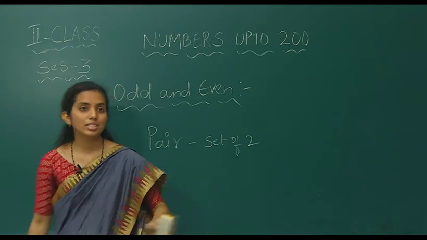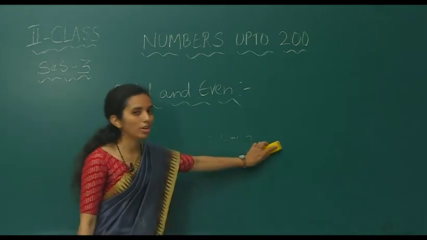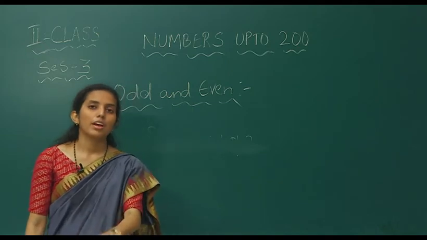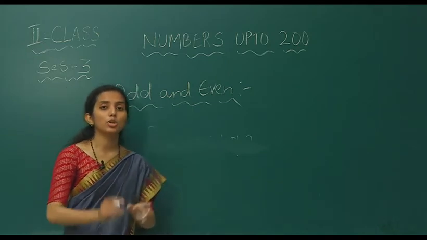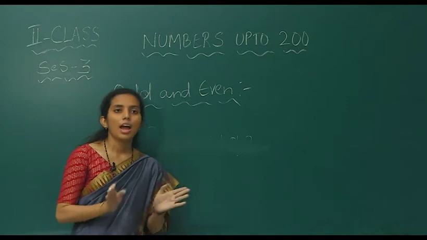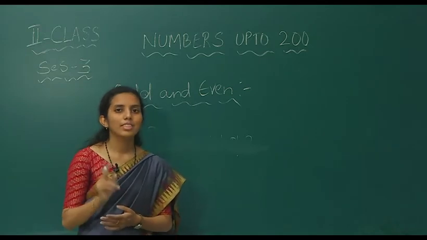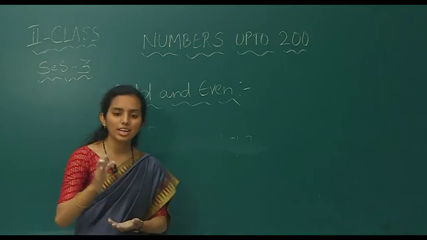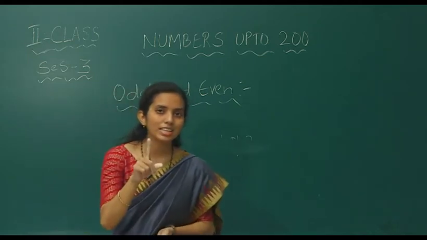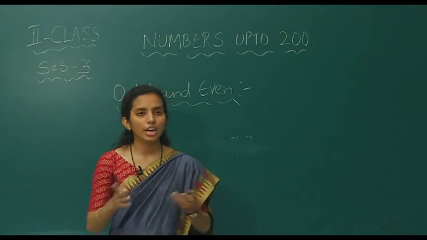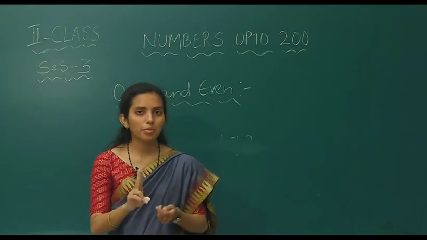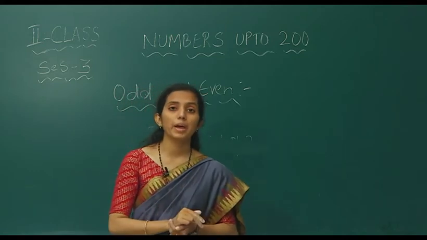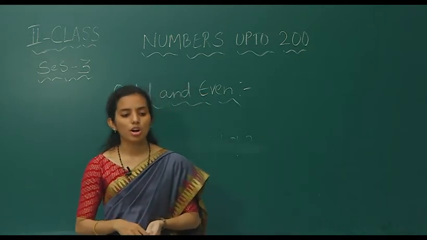So what is the connection to our topic? Whatever the given number, if we can divide it into pairs and nothing is left out, then it is an even number. If one single thing is left out and we cannot make it into pairs, pair means two things, yes or no? Then that is an odd number.